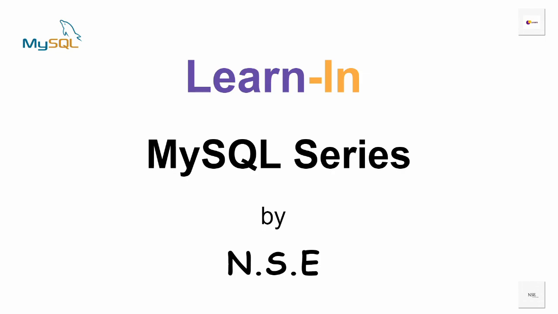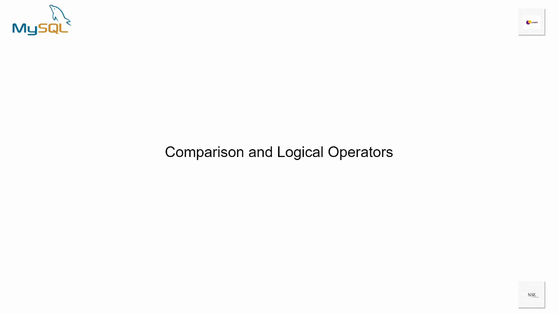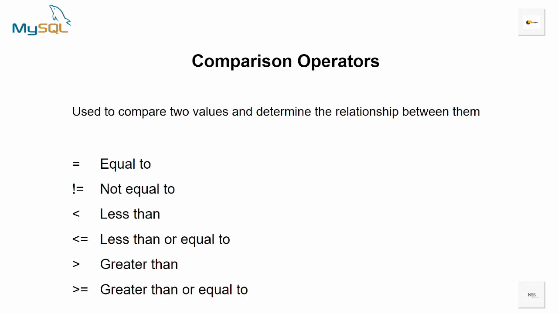My name is Nse. In this video, we are going to talk about comparison and logical operators as they are used to perform various operations on data in your database. Comparison operators enable you to compare two values and determine the relationship between them. Comparison operators include equal to, not equal to, less than, greater than, less than or equal to, greater than or equal to.